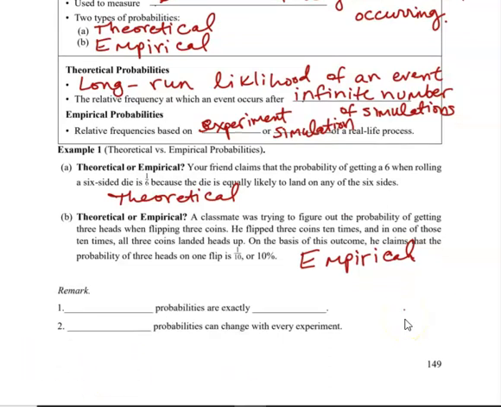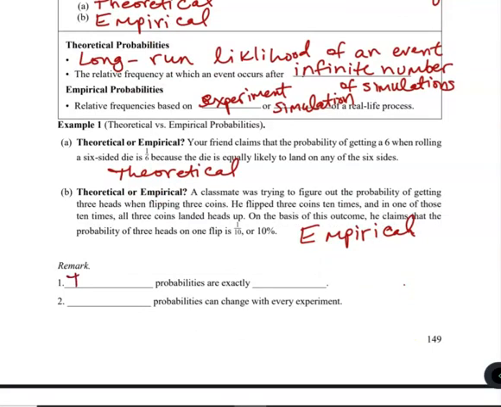A couple of other little remarks about this. Theoretical probabilities are consistent, or equal. In other words, the probability of landing on a 6 when I roll a die is 1 out of 6 every time in theory. The theoretical probability is always 1 out of 6. That never changes. However, empirical probabilities, because they are based on the experiment that occurs at a given time, change with every experiment. They're not consistent. So empirical probabilities are going to be inconsistent.